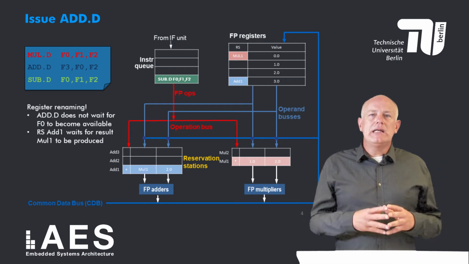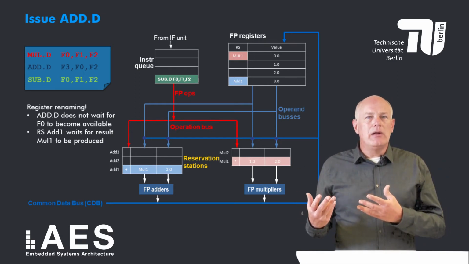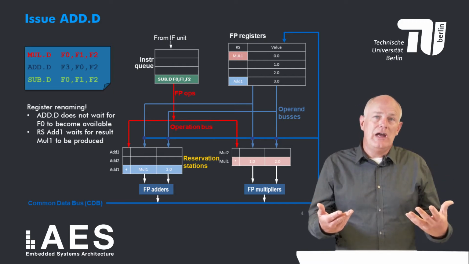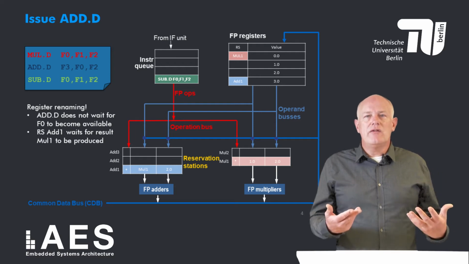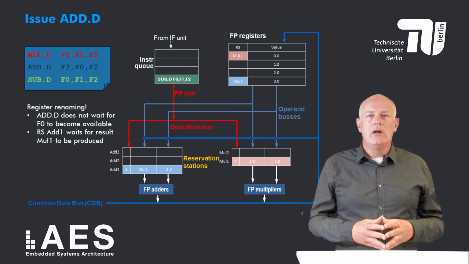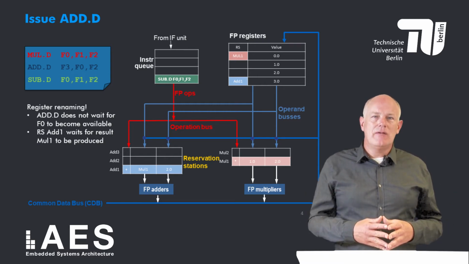Notice that implicitly we have performed register renaming in hardware. After the add double has been issued, it no longer waits for register F0 to become available. Instead, reservation station add1 waits for the result of mul1 to become available. This way, Tomasulo's algorithm eliminates name dependencies.